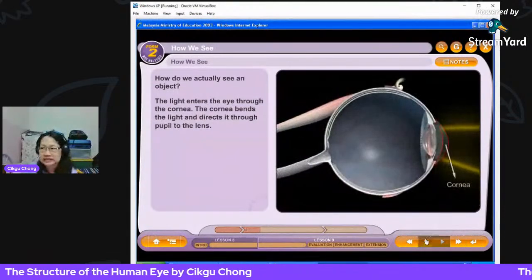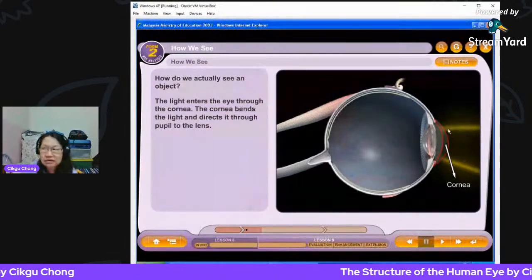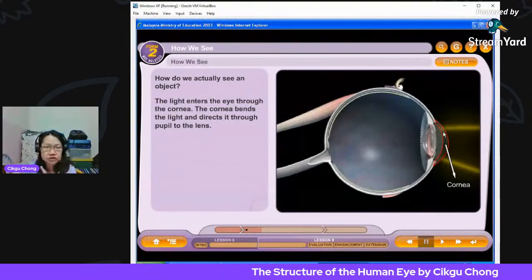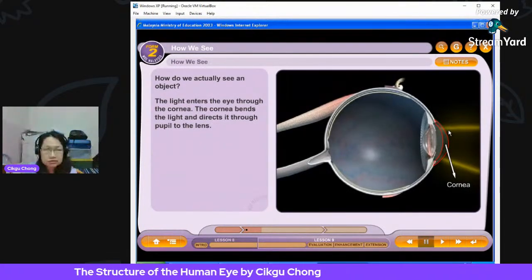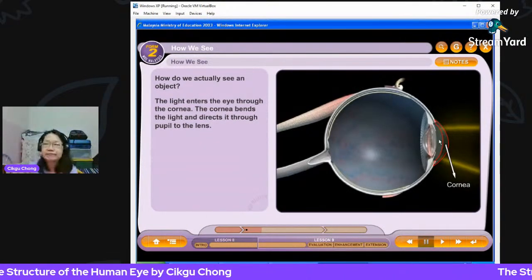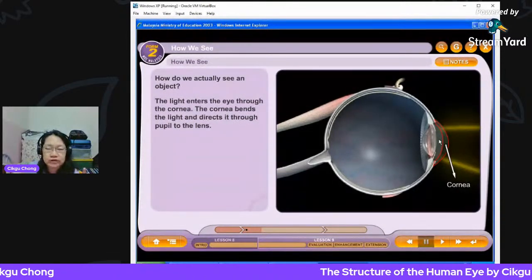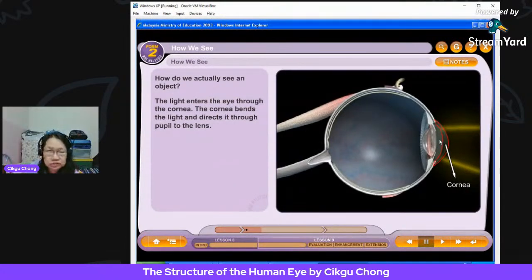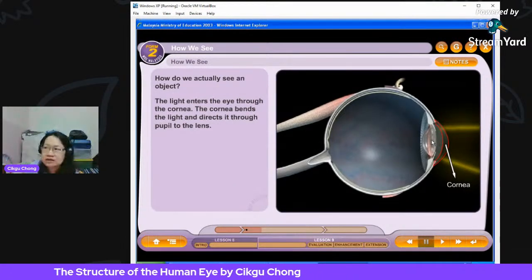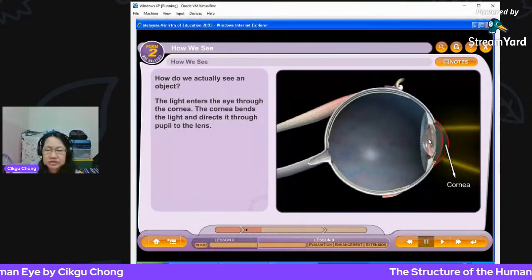You see, the light coming from the cat enters. The first place is actually the cornea. The cornea will help to bend the light. We call it refract, bend the light. Then the next one will be this liquid here. Don't forget the name, aqueous humor. After cornea, you have aqueous humor. After aqueous humor, the light carries on the journey, passing through the lens. The lens's job is actually to focus.